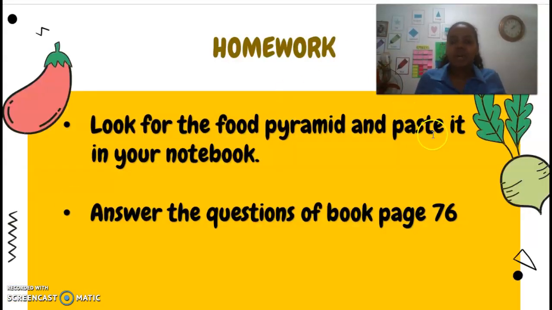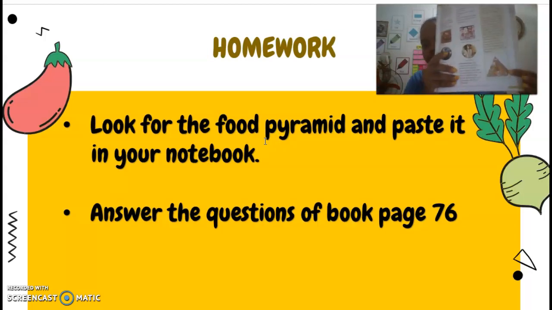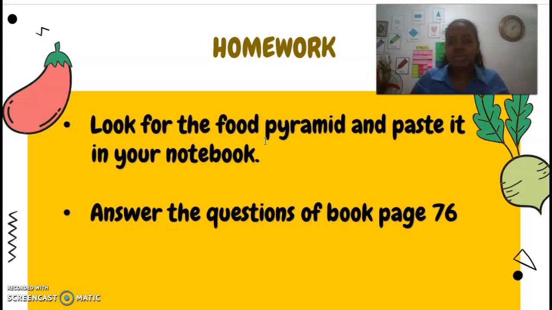So, your homework is very easy. You're going to look for the food pyramid, like the one that I have here. I have here an example. On page 77, you have one example. So you're going to look for the food pyramid, cut it, and paste it in your notebook. If you cannot print it, you may draw it.